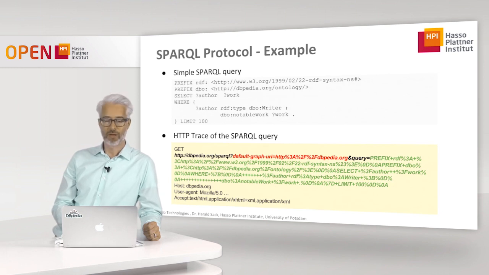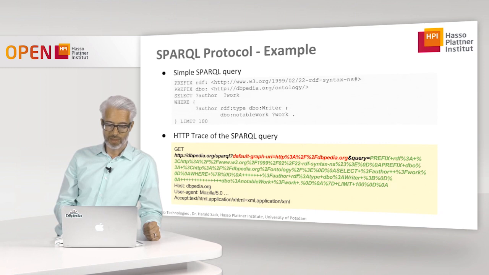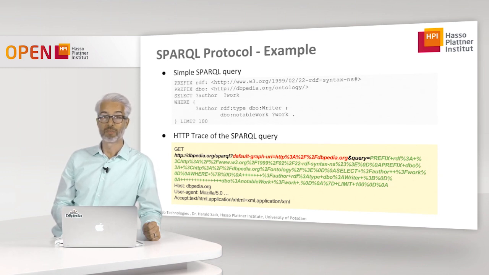So we're selecting authors and works from a graph where we look at graph patterns where we combine authors with their notable work. So pretty simple, and we limit the result to 100. So what we do with HTTP then is simply we send a GET request to the following URI.